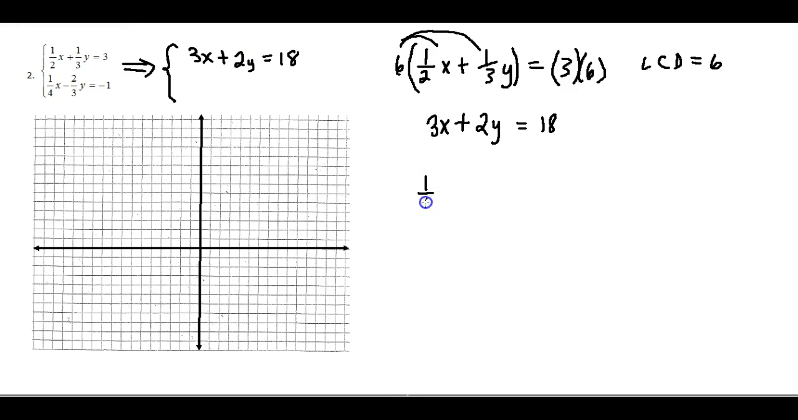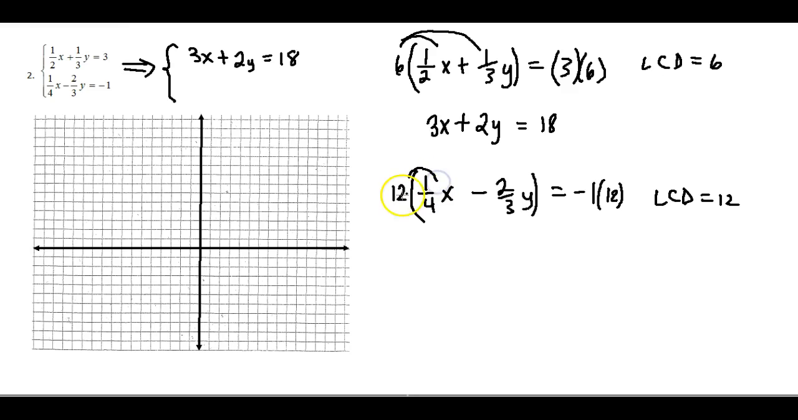1/4 x minus 2/3 y equals -1. If we look at 4 and 3, we know that the LCD for that is 12. So we'll multiply both sides of our equation by 12. 12 times 1/4 x is going to be 3x, because 12 times 1/4 is the same as saying 12 divided by 4, which is 3. So I have an x there.